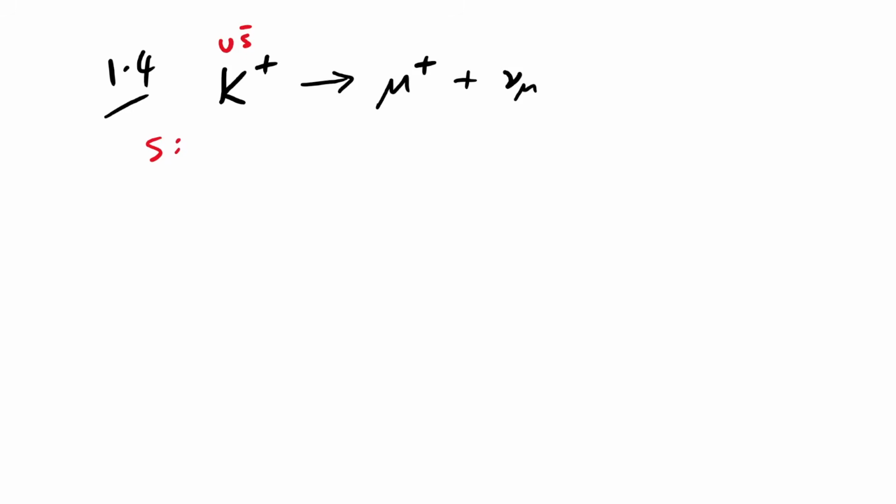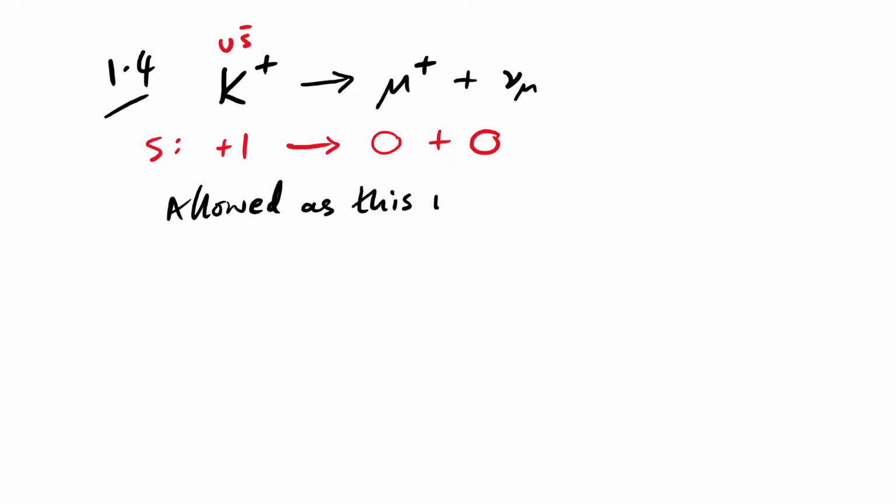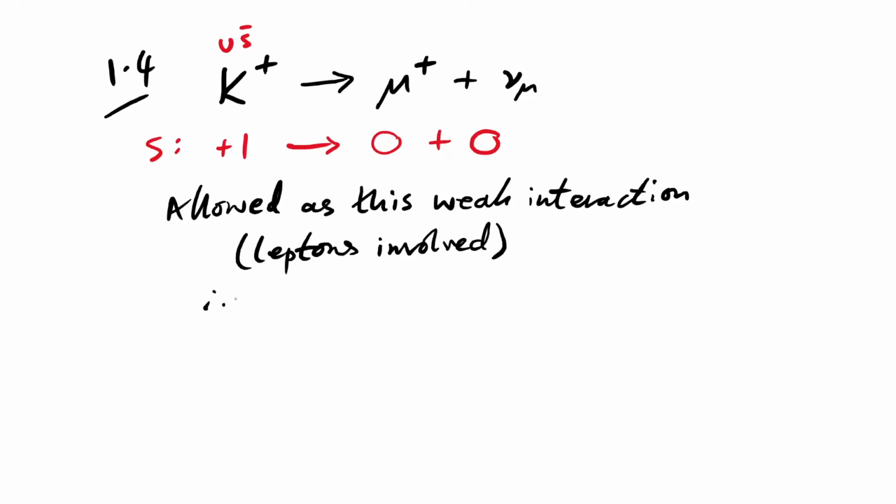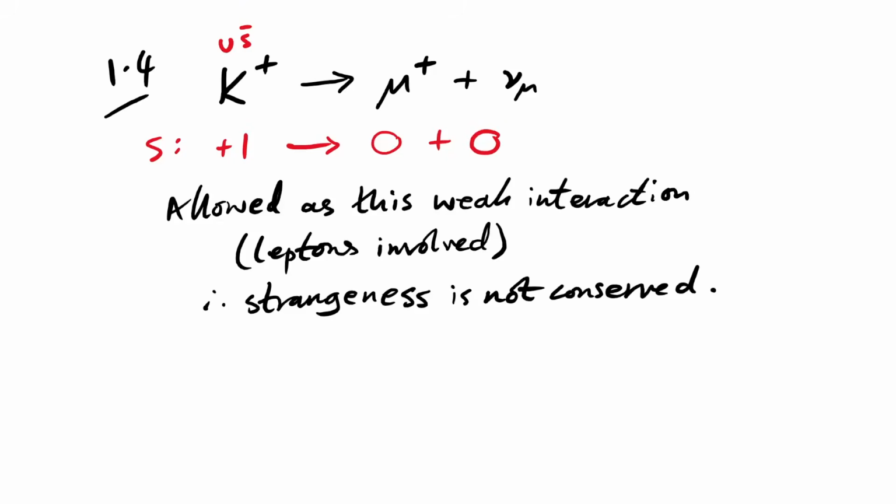Okay, so strangeness is strange. The strangeness of an anti-strange quark is +1, but then these leptons by definition cannot have strangeness because they don't have any strange quarks, because they're not even hadrons. But it's okay, allowed, as this is a weak interaction. How do we know it's a weak interaction? Well, it's because there are leptons involved. Therefore, strangeness is not conserved. We could add the extra thing in there, something that I always forget. Strangeness can change by 1. And it is. It's going from +1 to 0.